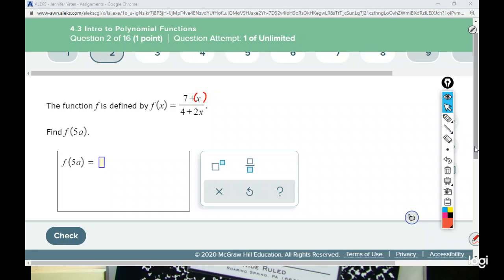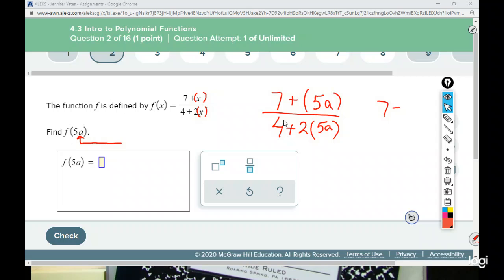If this is newish to you, I like to put all my variables that I'm going to replace in parentheses, because that reminds me I'm going to substitute something in there. What is it going to be in this case? 5a. So I'll say 7 plus, all right, replace that x with 5a, over 4 plus 2 times 5a. 7 plus 5a is over 4 plus 10a. That's as simplified as that one will go.